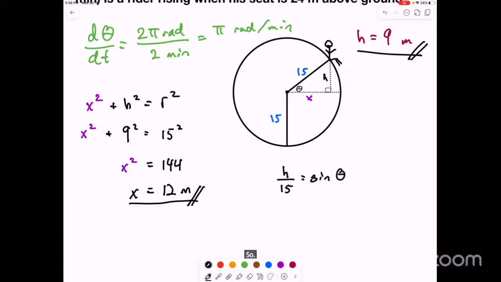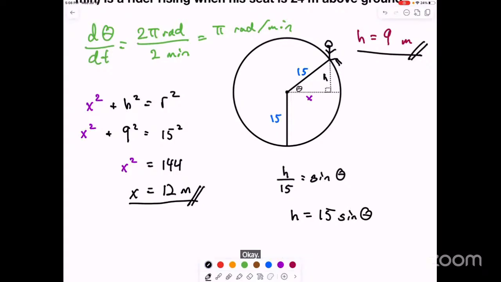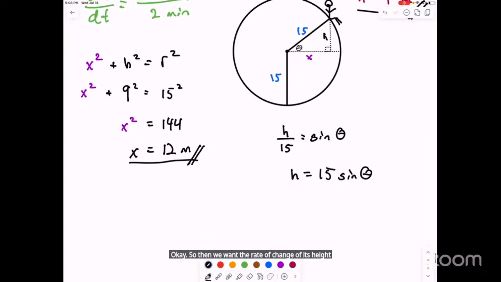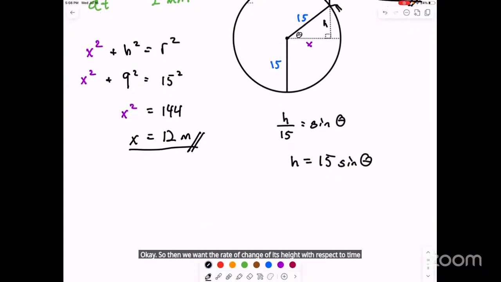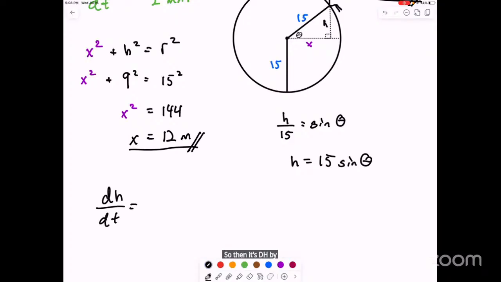So anyway, all right, so sine is opposite over hypotenuse. So from there we get that h equals 15 sine theta, okay? So then we want the rate of change of his height with respect to time. I'll work over here. So then it's dh by dt.